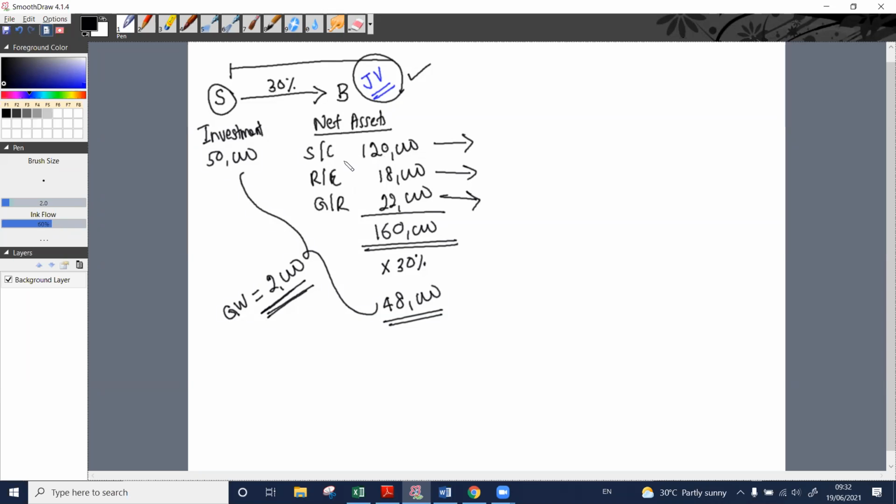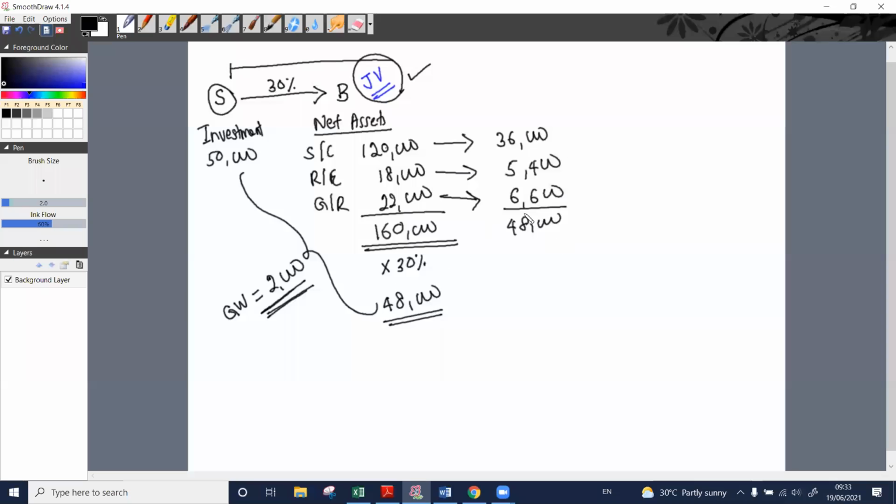How much of this 48,000 has come from each component? From stated capital, 30% of this is 36,000. Retained earnings, 30% is 5,400. General reserves, 30% is 6,600. Okay, yes, 36,000, 5,400, 6,600. This is how this 48,000 has been generated.